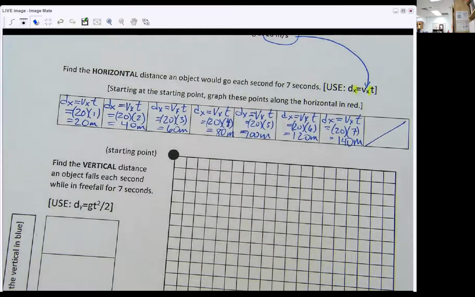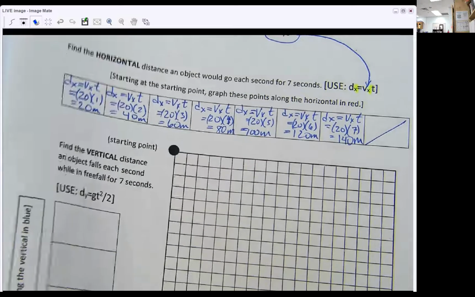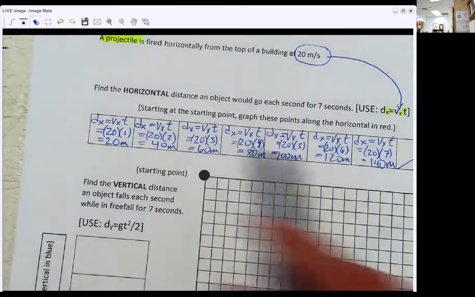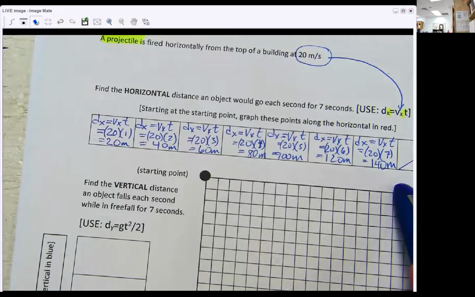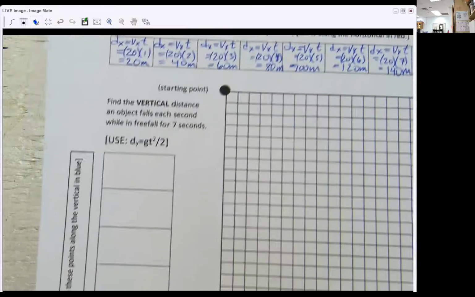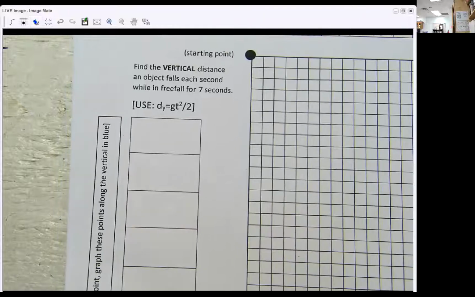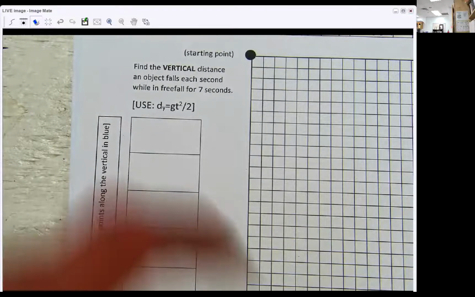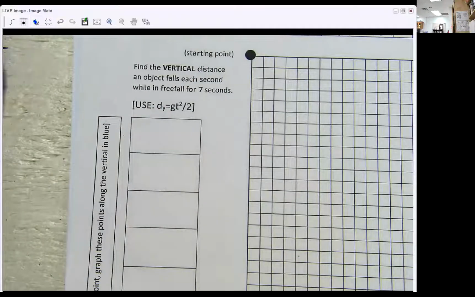So now what we want to do is jump into the vertical part of this. Did anybody have any questions on that? Pretty straightforward. So we're going to look at the vertical part of this. What we're saying here is how far would an object go if it was only dealing with free fall? The first part was horizontal motion. Now we're saying only vertical.